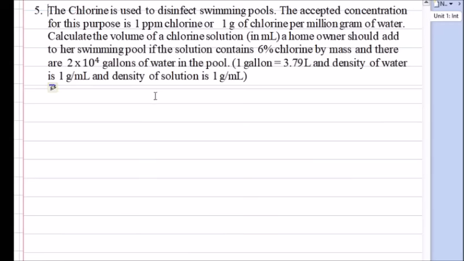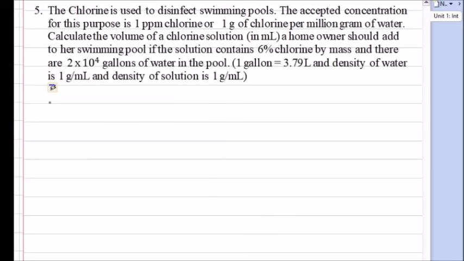Now, the accepted concentration for this purpose is 1 ppm chlorine or 1 gram of chlorine per million gram of water. So, ito yung kanina binabanggit natin na meron sinasabing ppm. Ayan, di ba yung ppm, that stands for parts per million.